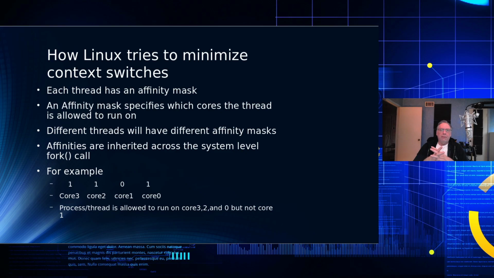So what is an affinity mask? It is a way of telling what cores a process or a thread can execute on, and it's read from right to left. So if I had 1101 as an affinity mask, that would mean that core 0 would have a 1, core 2 would have a 1, and core 3 would have a 1. And core 1 would have a 0. So in this case, what that means is that this thread or process can run on core 3, core 2, and core 0, but it cannot run on core 1. We're blocking it from running on core 1.